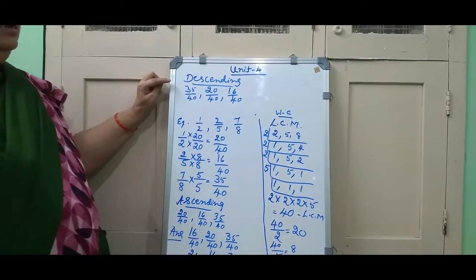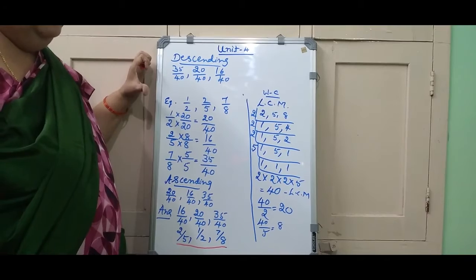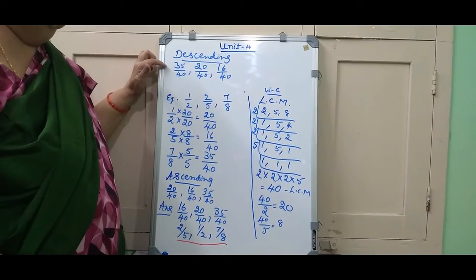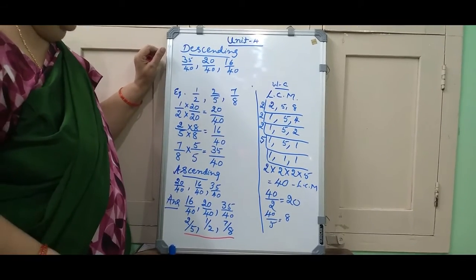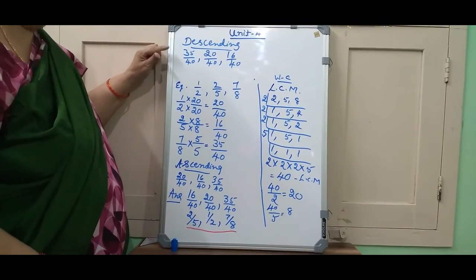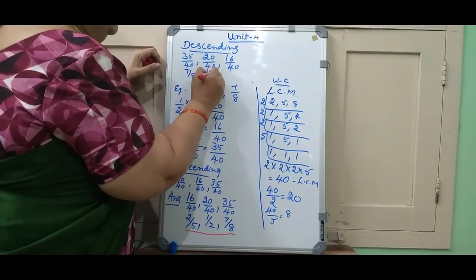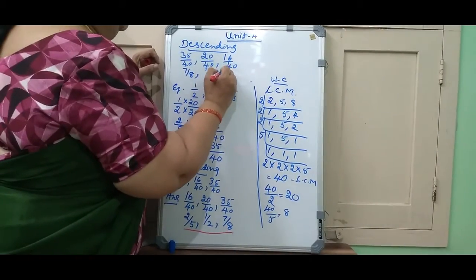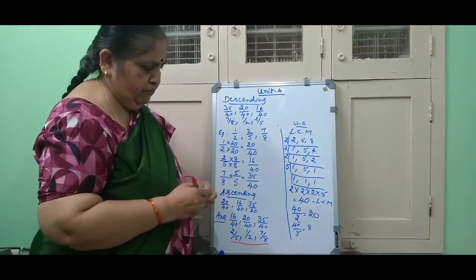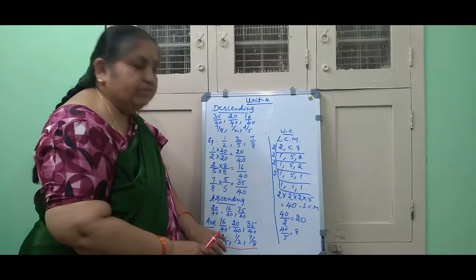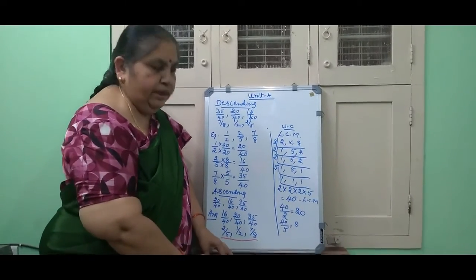Here you compare the numerators. Now the denominator is the same. We have converted the denominators into the same number, so it is easy. 35, 20, 16 is in the descending order, from the greater number to the lesser number. Now let us write the equivalent fractions for this. That is 7 by 8, and again half, and again the next one is 2 by 5. So this is how we will arrange the fractions in the ascending and descending order when different denominators are there.